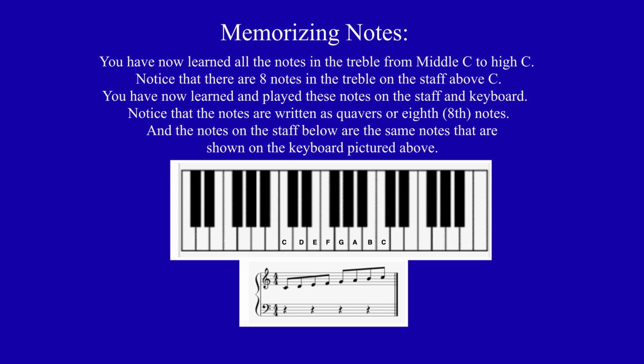Memorizing notes. You have now learned all the notes in the treble from middle C to high C. Notice that there are 8 notes in the treble on the staff above C. You have now learned and played these notes on the staff and keyboard. Notice that the notes are written as quavers or eighth notes. And the notes on the staff below are the same notes that are shown on the keyboard picture above.